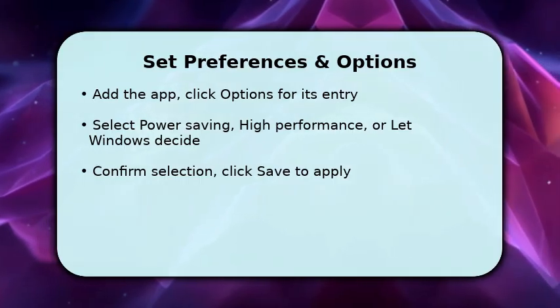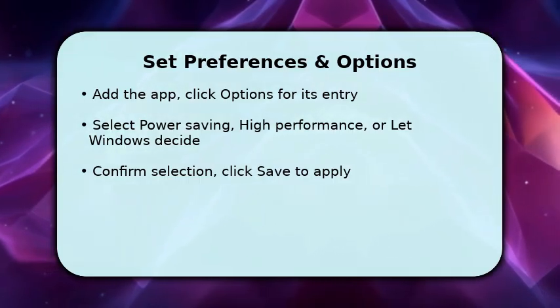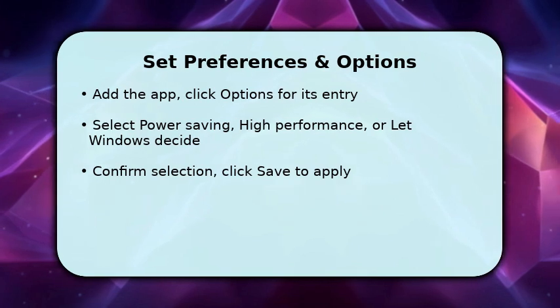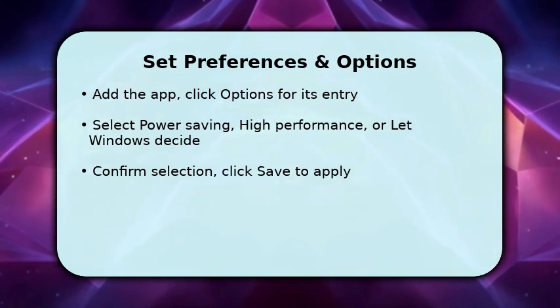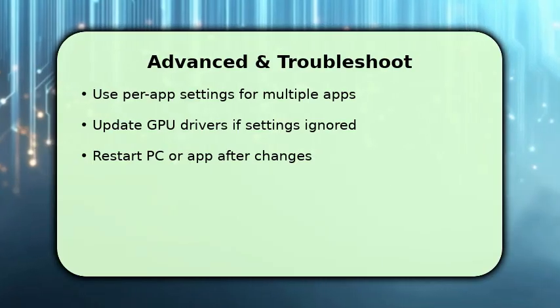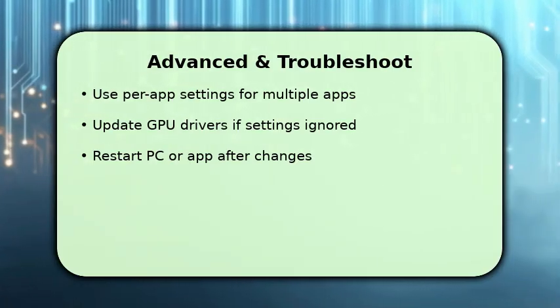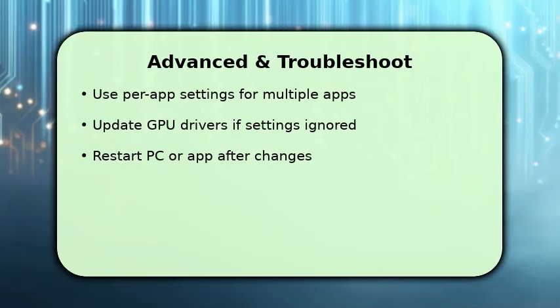Make sure to restart the app, so the change takes effect and Windows assigns the chosen GPU. To finish, apply the same per-app workflow to any other programs you want to manage, and review each entry to confirm the right GPU is selected.